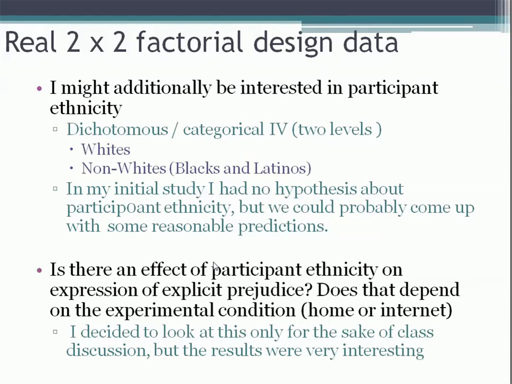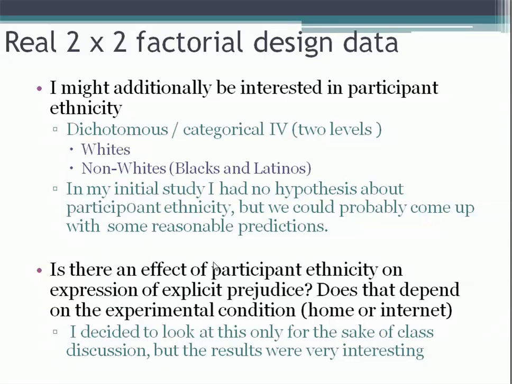So what I can do is look at the effect of whether you're at home or on DePaul's campus, and whether you are white or non-white, black and Latino, and see if there's any interaction effect in predicting explicit prejudice. Now, by the way, I only did this for the sake of class, and I'm not really sure what the pattern of results means, but you could make a prediction, right?